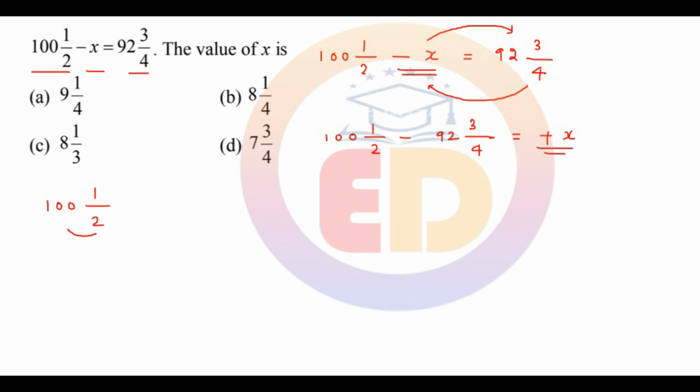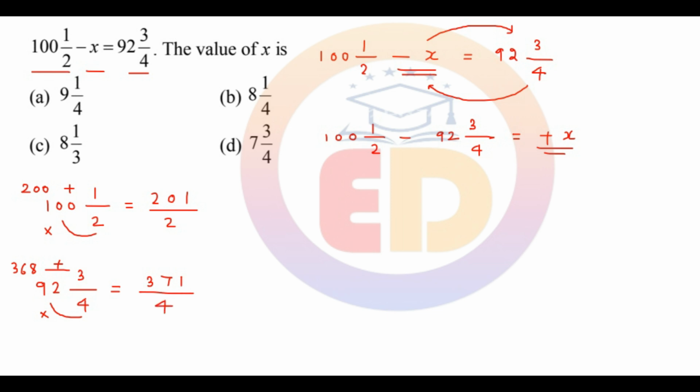Multiply 2 with 100. 2 into 100 is 200. Plus 1 is 201 upon 2. 92 whole 3 upon 4. Let's multiply 4 and 92. 4 and 92 is 368. 368 plus 3 will give me 371 upon 4.